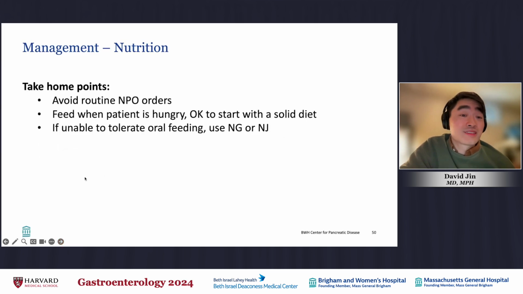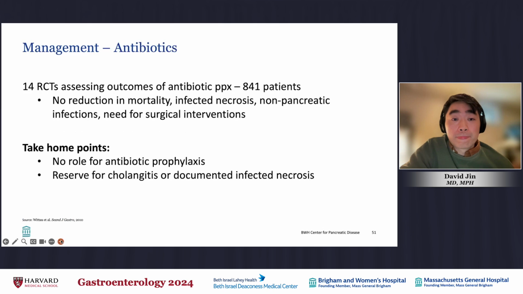So when it comes to nutrition, the take-home point is to avoid routine NPO orders. You can go ahead and feed the patient whenever they're hungry, and it's okay to start with a solid diet. There's no need to advance slowly over days. And if a patient is unable to tolerate oral feeding, then NG or NJ feeding is appropriate.